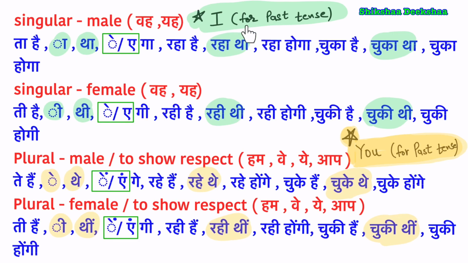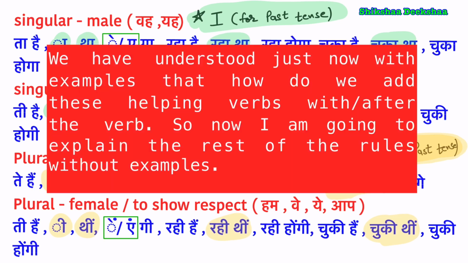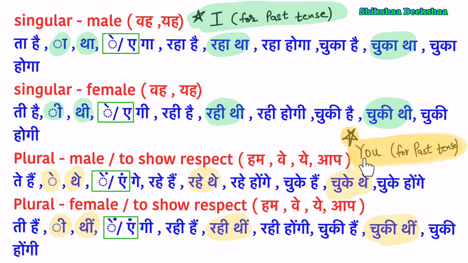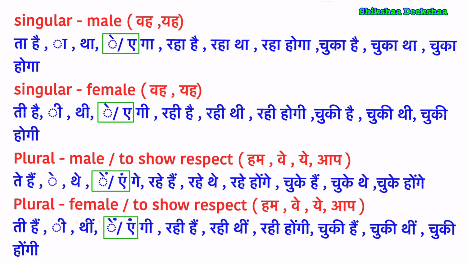Now for I in the past tense, follow these rules highlighted in green. For singular male, past tense, these rules, and for the singular female, past tense, these rules. We have already seen with examples, so by now you must already know how we add these words after the verb. So I'm just going to explain these rules to you without examples. When your subject is you for the past tense, male or female, then you will add these words respectively after the verb. Rest of the slide is self-explanatory, very easy.